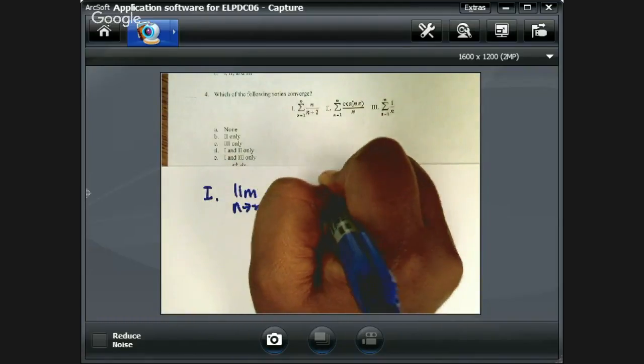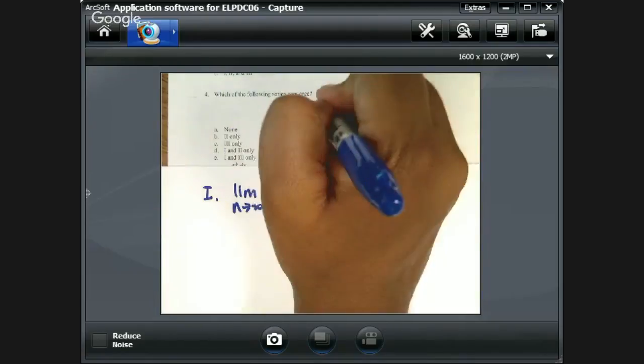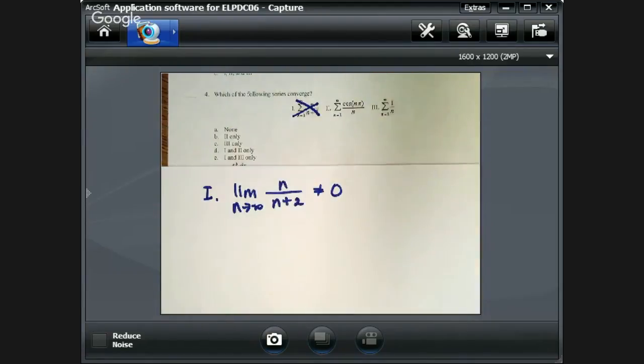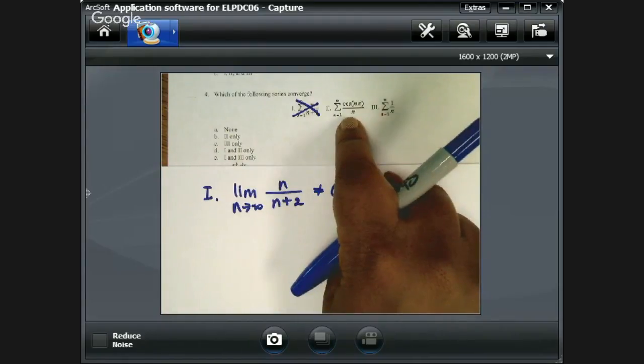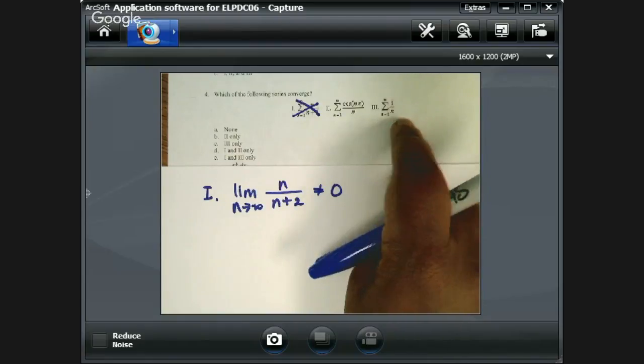Okay, that's not 0. That means that Roman numeral 1 diverges. Now, as n goes to infinity here and here, in Roman numerals 2 and 3, the limit is equal to 0, so that doesn't help me.